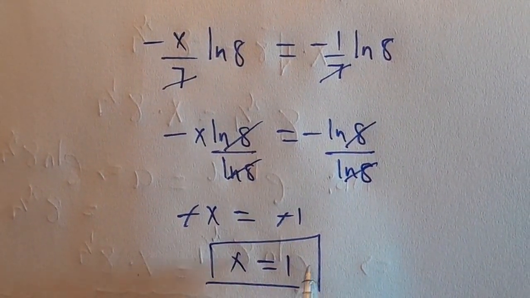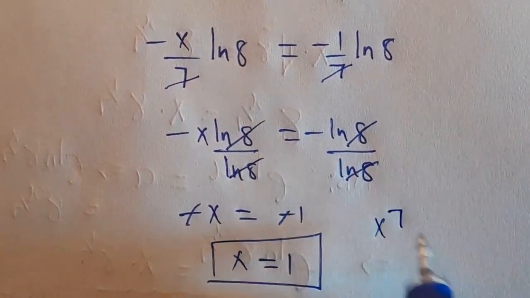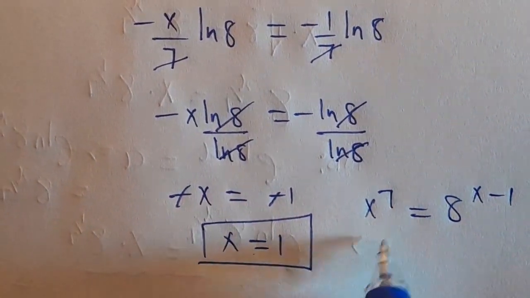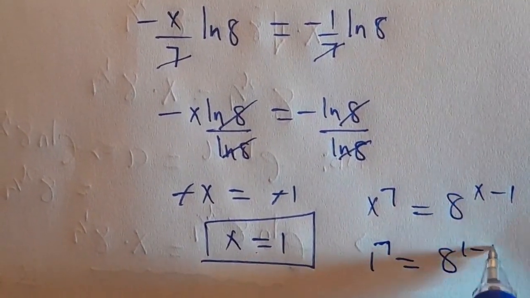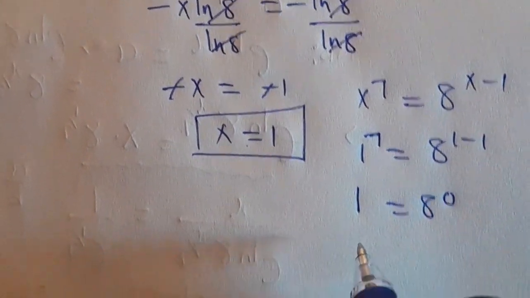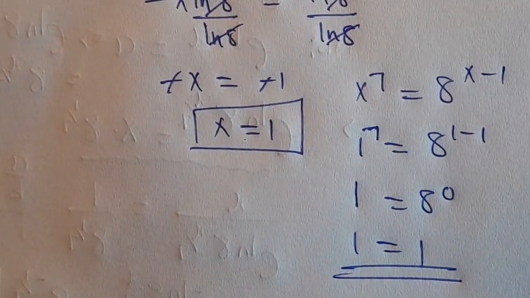And here is the possible value of x, given that we have x to the power of 7 equals 8 to the power of x minus 1. When x equals 1, we have 1 to the power of 7 equals 8 to the power of 1 minus 1. So we have this one to be 1 equals 8 to the power of 0. So we have 1 to be equal to 1. This is true.